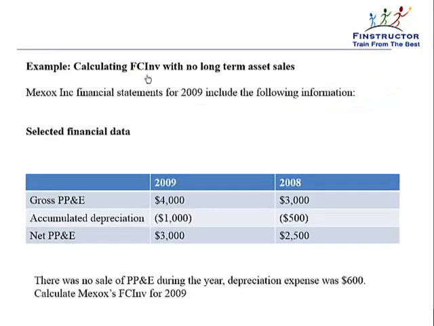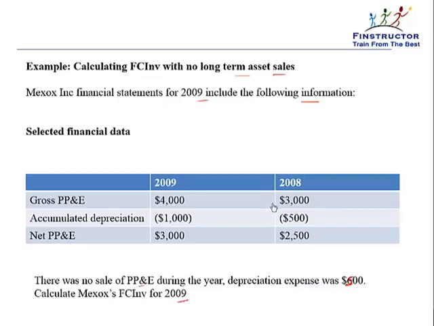So calculate the fixed capital investment with no long-term asset sales. Merox Incorporated financial statements for 2009 include the following information. Gross property, plant and equipment has gone from $3,000 to $4,000, and the net property, plant and equipment has gone up from 2500 to 3000. There was no sale of PP&E during the year. Calculate Merox's fixed capital investment for 2009.